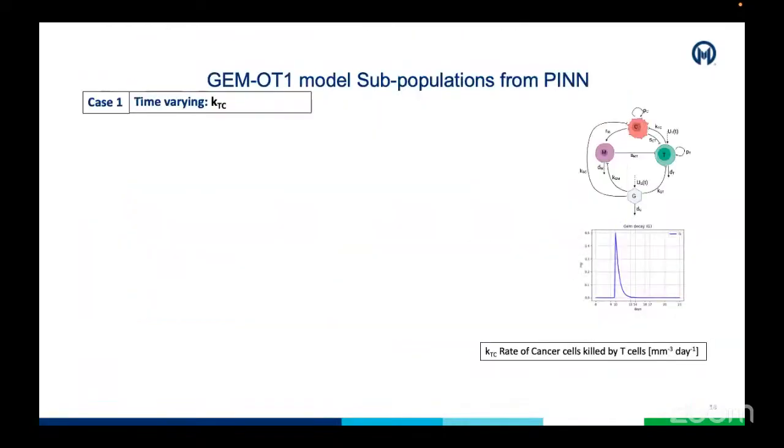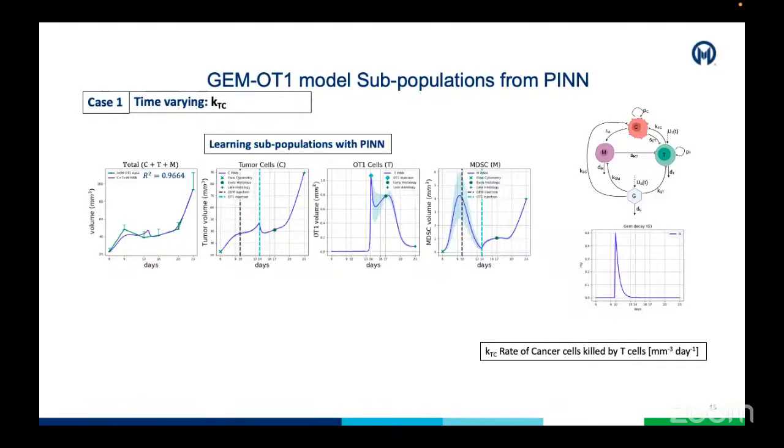Okay, so this is the example we did. We looked at one of the parameters, in this case, the rate at which the T cells are killing the cancer cells, KTC. So if that's time varying and every other parameter is constant, what do we get from PINN? PINN is able to match the experimental data. So that's the first graph. If you look at the sum of all of the compartments we learned from PINN and we compare with experimental data, PINN matches that.